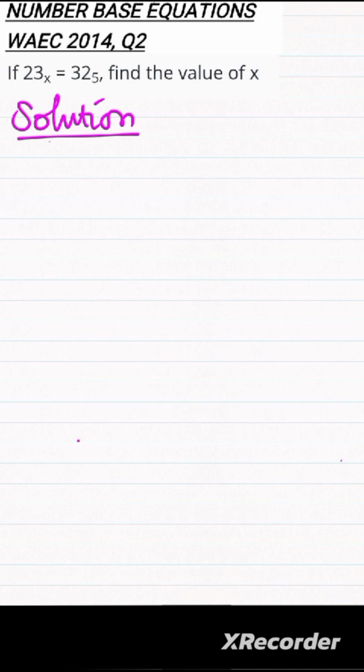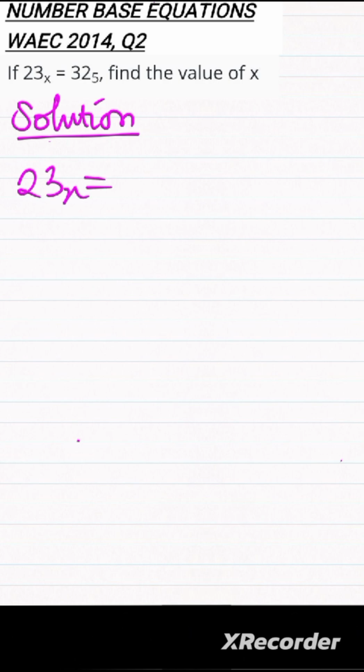Anytime when you get equation when e get different bases, like in this case 23 get base x and 32 get base 5, you go convert each of them to base 10, then you go later equate them since they dey equal to themselves. So make we start by converting 23 base x to base 10.